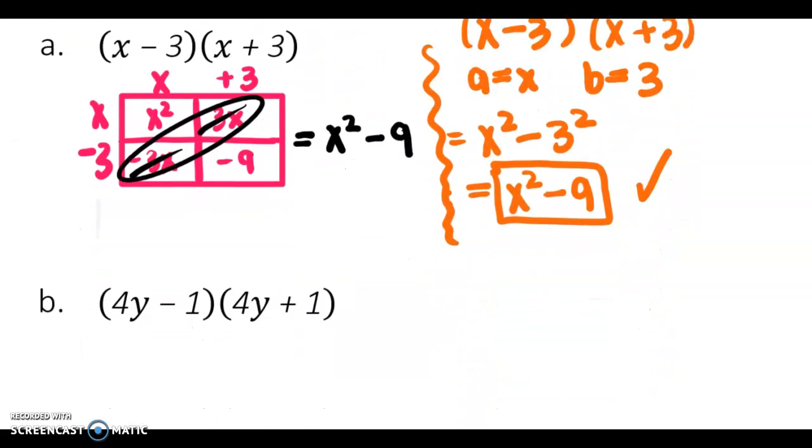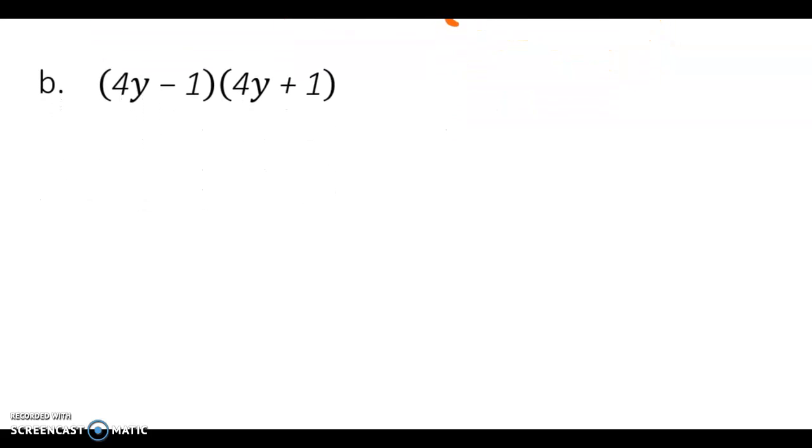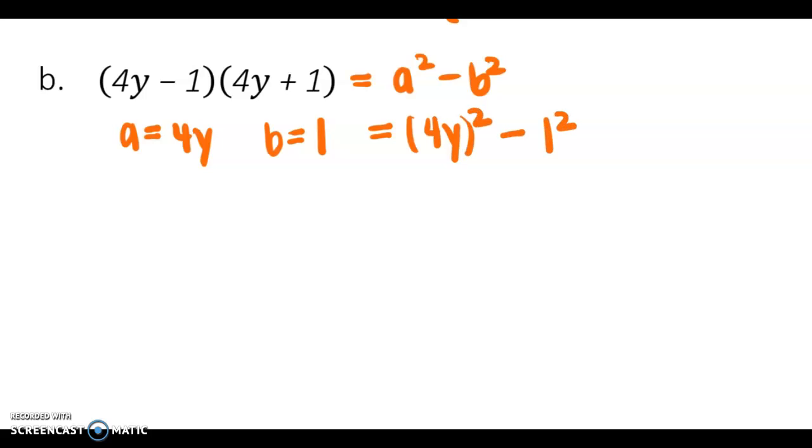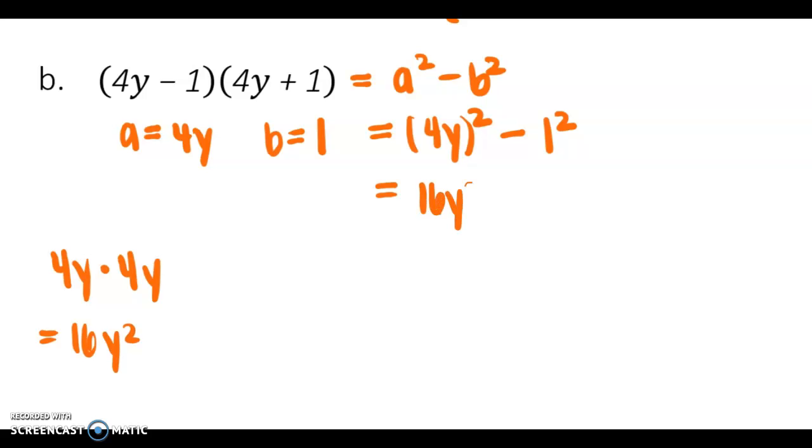All right, so let's try one more of these, just using the shortcut. So again, your shortcut would be a squared minus b squared. That's why it's called difference of squares. And so your a is 4y, and your b, remember, it's always a positive number, so that's going to be 1. So you're going to go ahead and plug it in. 4y, it has that parentheses around, and then squared minus 1 squared. So 4y squared, if you want to do that on the side, you can. That's 4y times 4y. So that's going to be 16y squared minus 1. So that would be your answer.